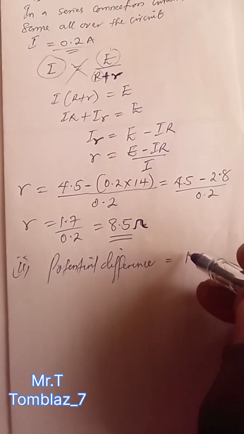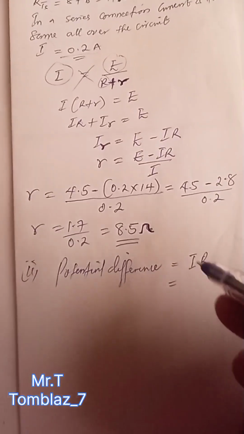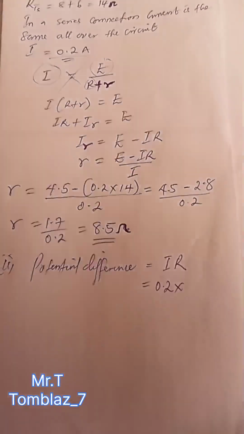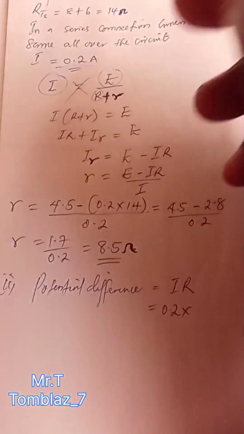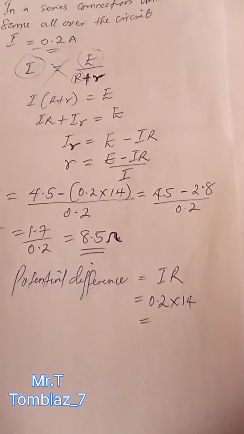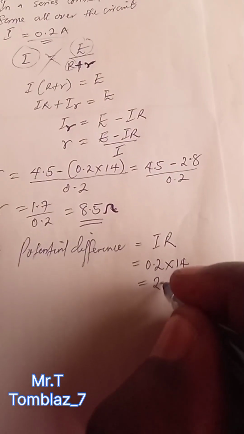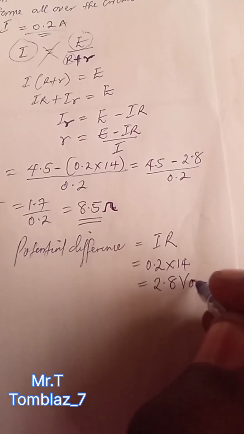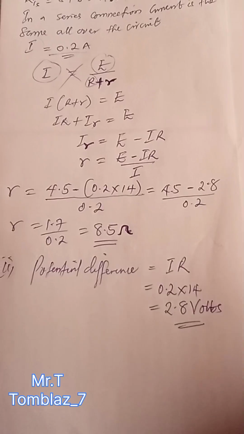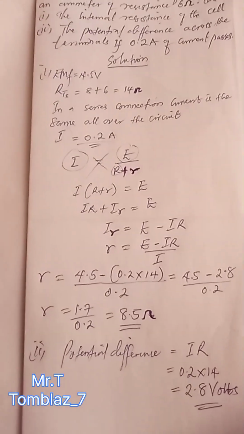So we have PD. We know that PD is current times resistance, right? And our current is 0.2. Remember, we say current is the same. And our total resistance is 14 ohms. So we have 0.2 times 14, so we're going to have 2.8 volts. PD is in volts. So this is our potential difference.